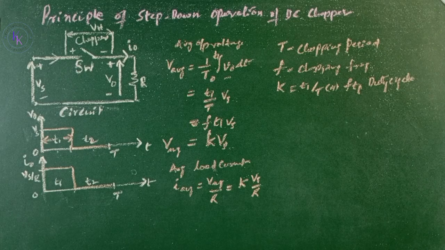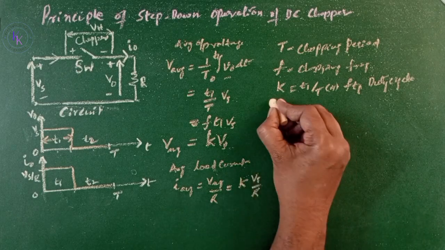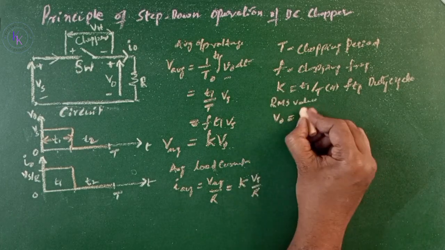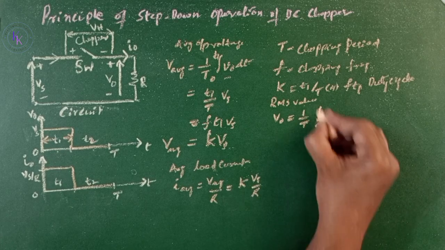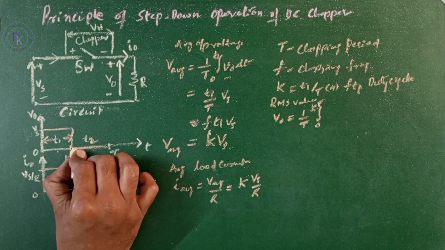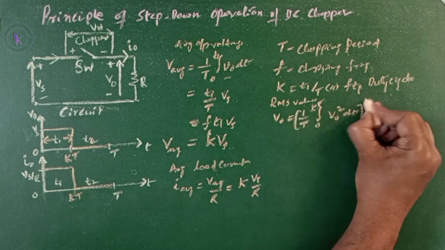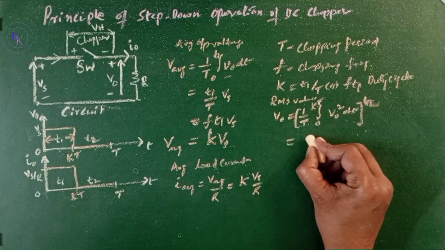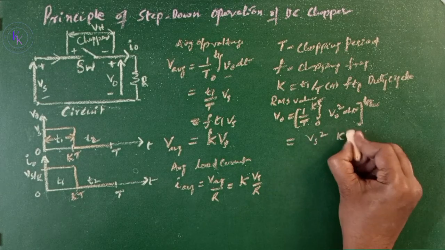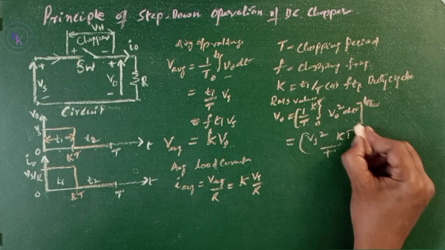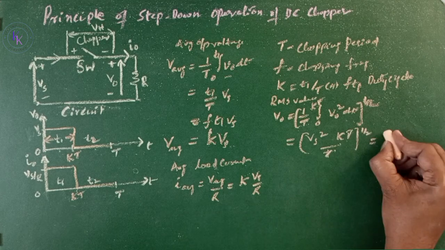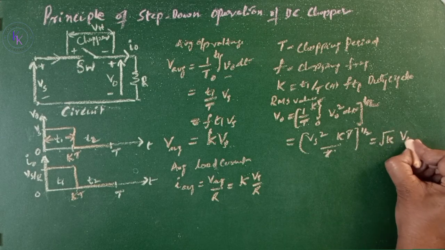Now, the RMS value of the output voltage V0 is equal to square root of 1 by T integral 0 to kT of V0 squared dt, which equals square root of Vs squared kT divided by T. We will be getting root k Vs.